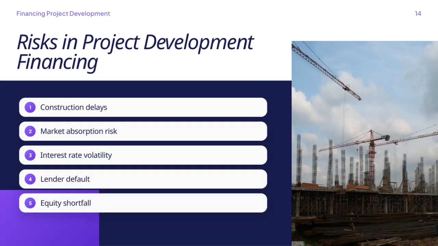When financing project development, it's crucial to be aware of several key risks that can impact the success of the investment. First, construction delays can push back project timelines, increasing costs and delaying revenue generation. Next, market absorption risk refers to the possibility that the market may not be able to absorb the project's output as quickly or as fully as anticipated, which can affect profitability.